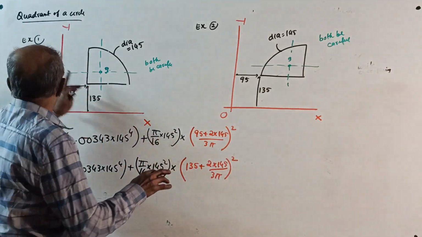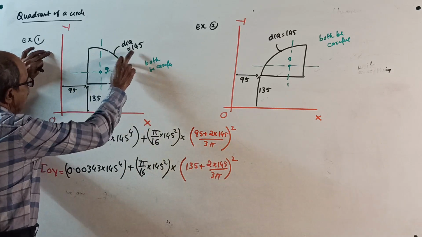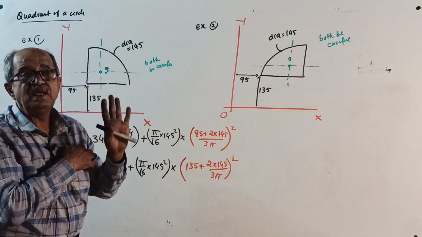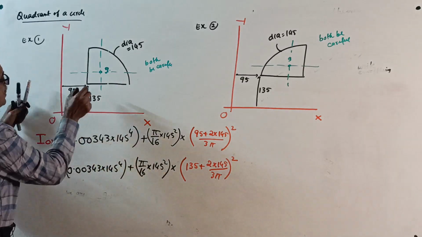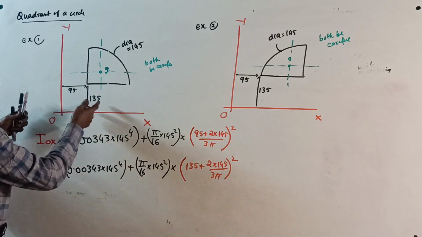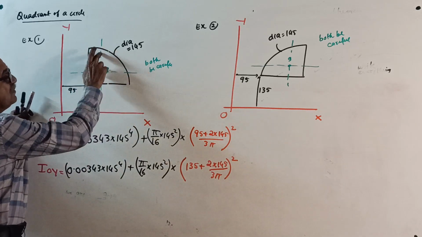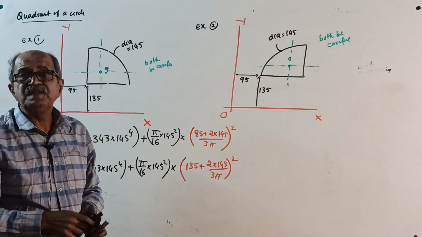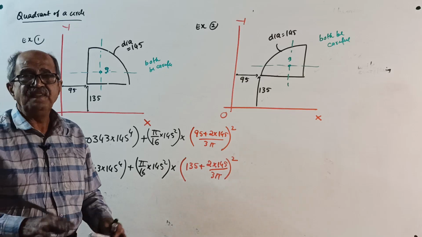See, one by one. Example 1. A quadrant of a circle this way. See, diameter 145 given, 135, 95 given. G is not given, G we are marking, in green color. Okay, mark G. Those who want, make a note: 2d by 3 pi, 2d by 3 pi. Then I about this axis and this axis. This time, both be careful. Both are 0.00343 diameter power 4, and area is pi by 16. That much you should know.